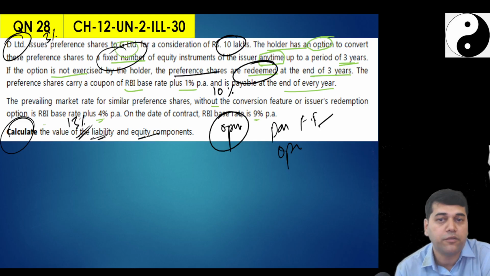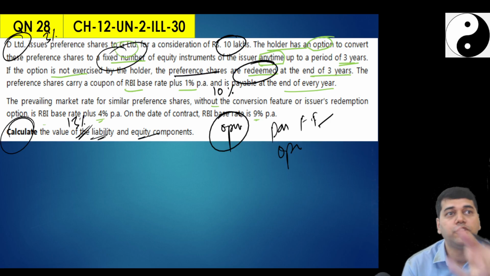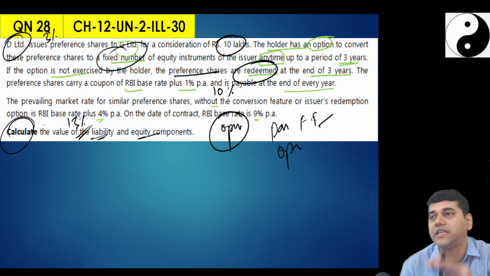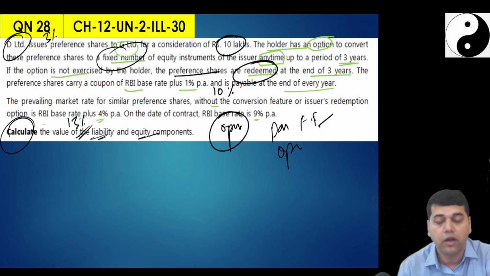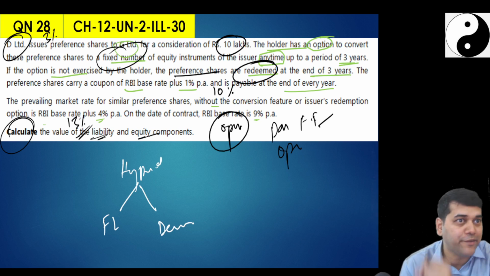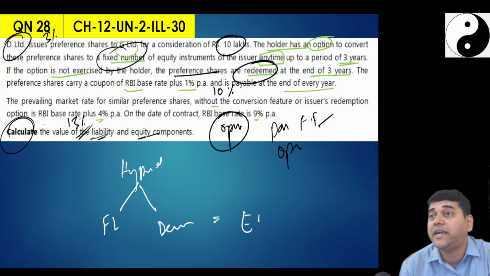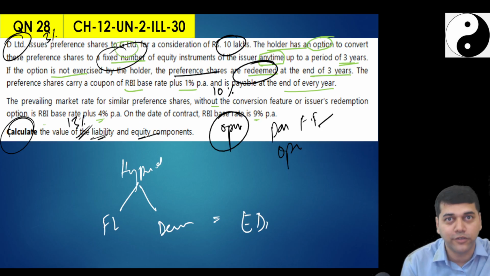If they would not have mentioned the fixed, then they should have told how the conversion is going to happen. That logic they would have told. Worst case scenario, they would have converted into variable shares. Then the entire financial instrument will be treated as a financial liability. Or I can call it a hybrid instrument. In a hybrid instrument, one leg is a financial liability, another leg is a derivative, because option is a derivative, no? Then it is called an embedded derivative. After this, we are going to discuss that.